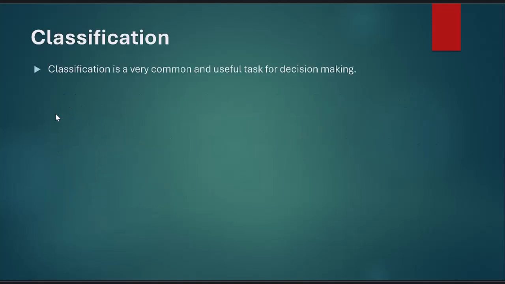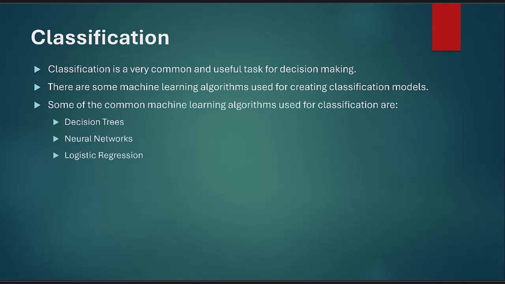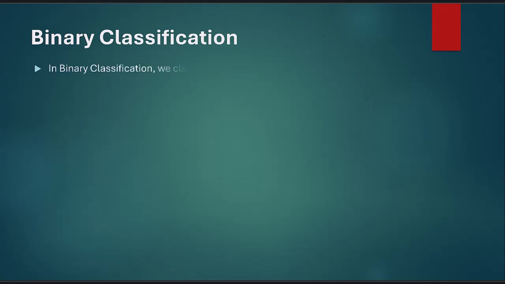Classification is a very common and useful task for decision making, and there are some machine learning algorithms used to create classification models. Decision trees, neural networks, and logistic regression are three of the most popular and useful machine learning algorithms. In binary classification, we classify entities into two groups, 0 or 1.